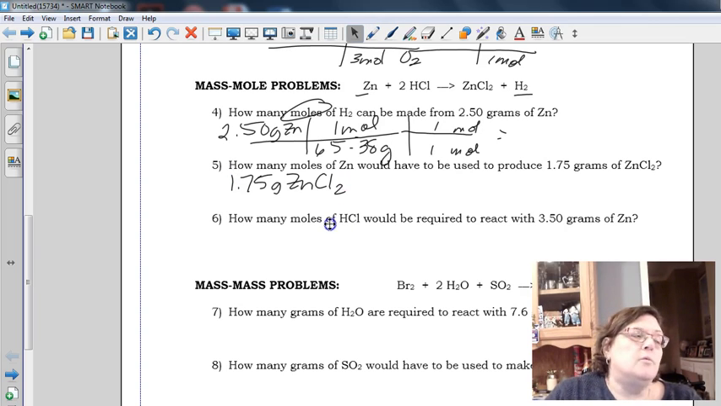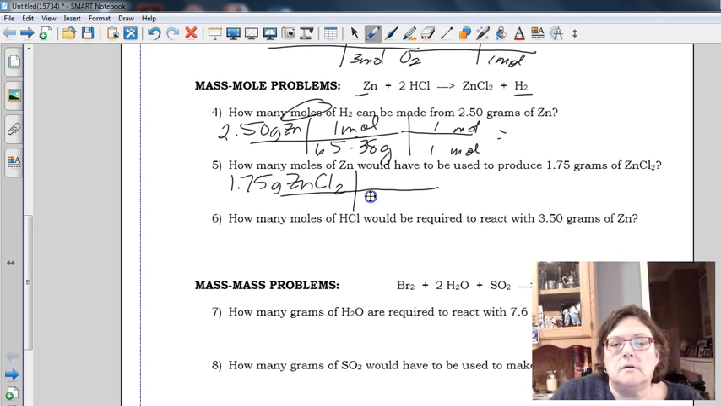Hey, Google, what's the molar mass of zinc chloride? Zinc chloride has a molar mass of 136.286 grams per mole.